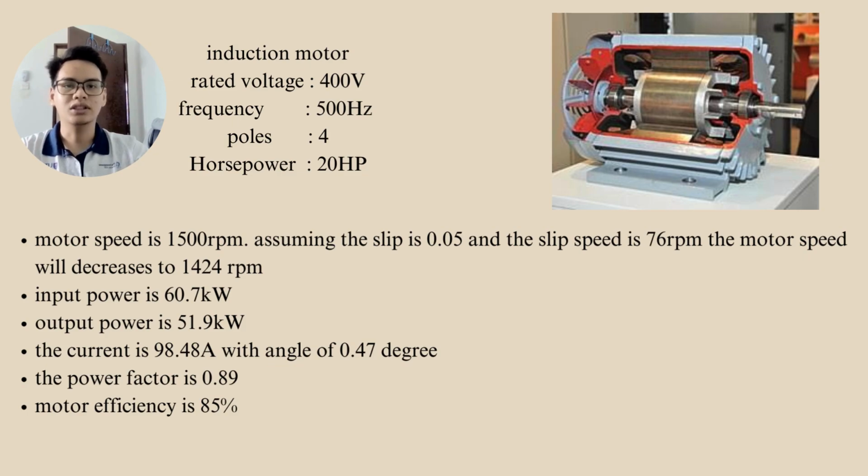The output power is lower than the input power because of the power losses produced, such as mechanical loss, core loss, and miscellaneous loss when the motor is running. The current produced from this motor is 98.48 ampere with 0.47 degree angle from the voltage angle, which is 0 degree. From the difference angle between the current and the voltage, we can calculate the power factor, which is 0.89. This shows that the voltage and current supplies are almost in phase and the motor uses almost all of the energy produced.